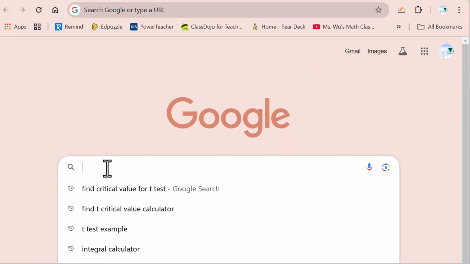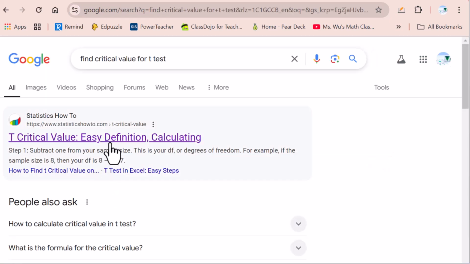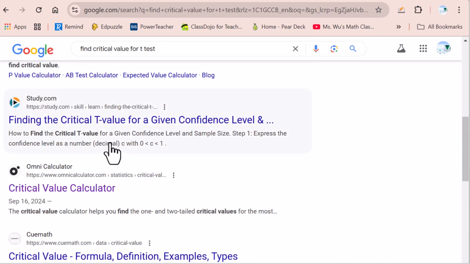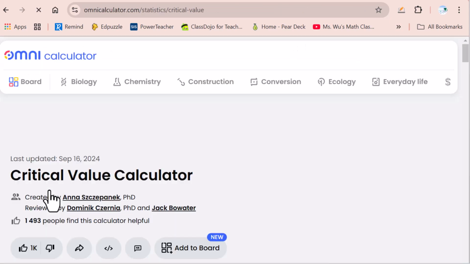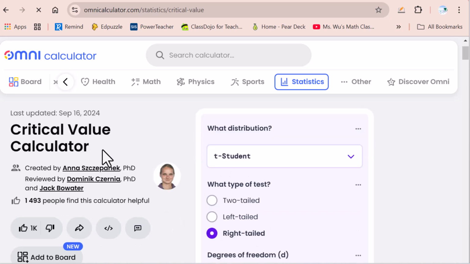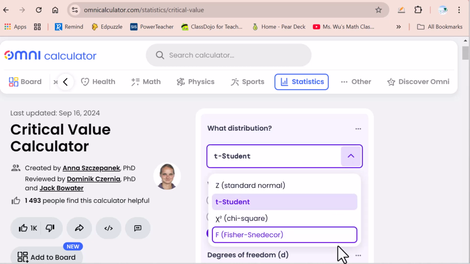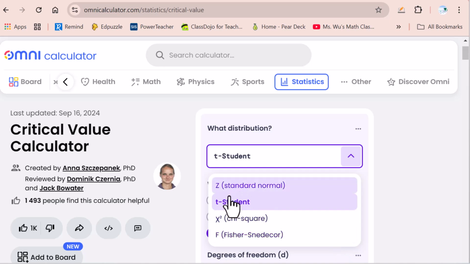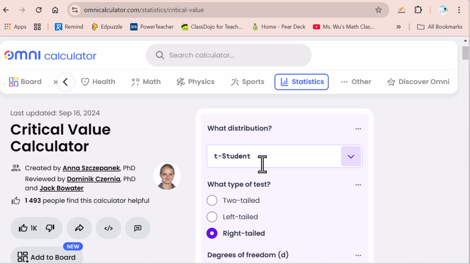On Google, type in find critical value for t-test. Then go to critical value calculator. T student, which means t-test. If you scroll down, you can get Z test, T student test, chi-square test, F test. We need a T student test. Two-tailed.